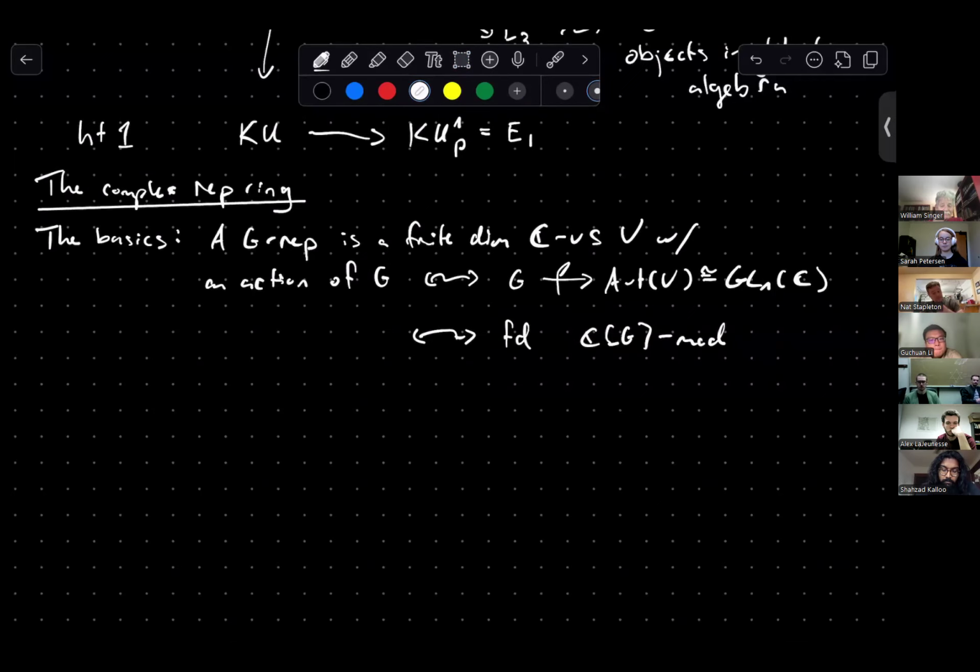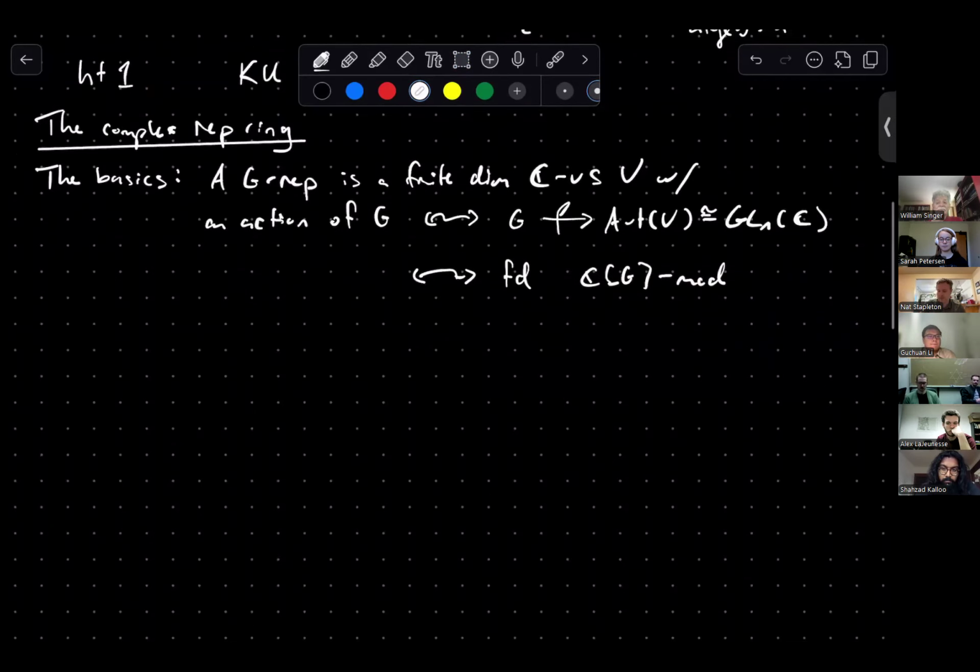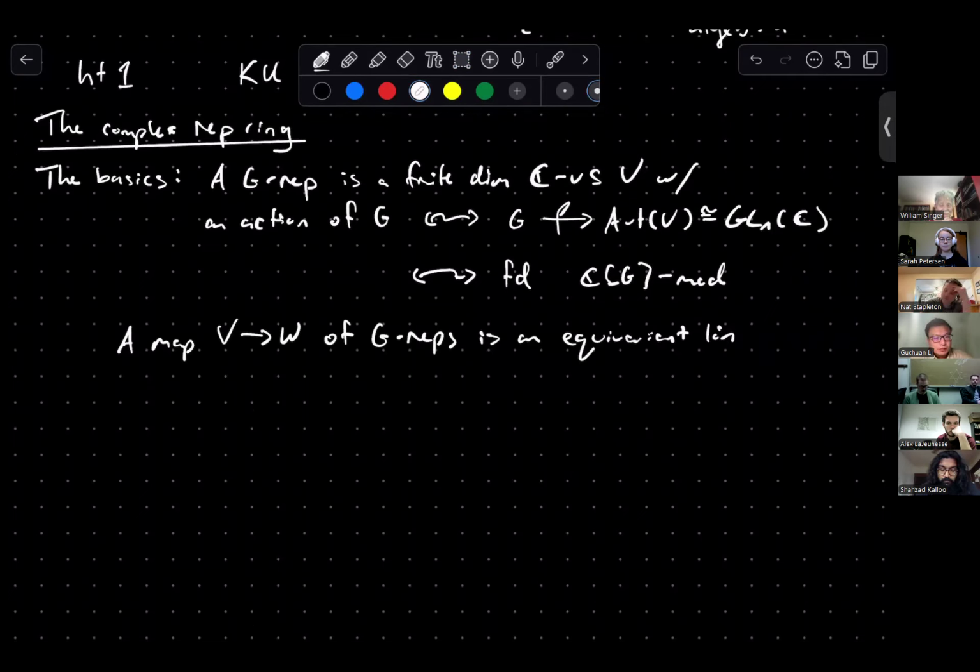And this group ring is a non-necessarily commutative ring, but this is another way to package the data of a G representation. And a map of G representations is just an equivariant linear map. So a linear map between the vector spaces that interacts appropriately with the G action. There's a direct sum of G representations that we just extend the G actions linearly.